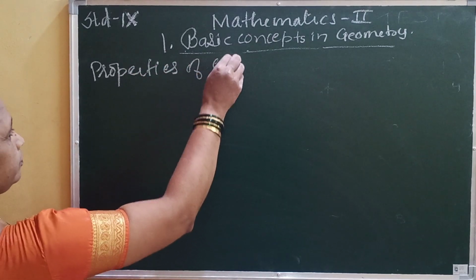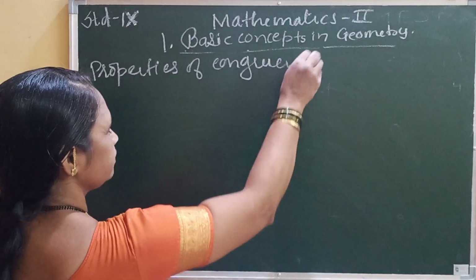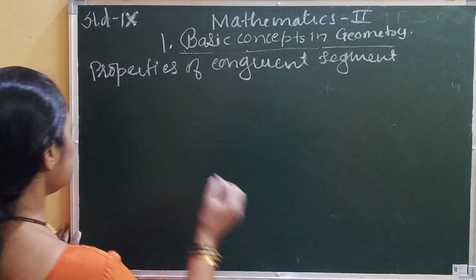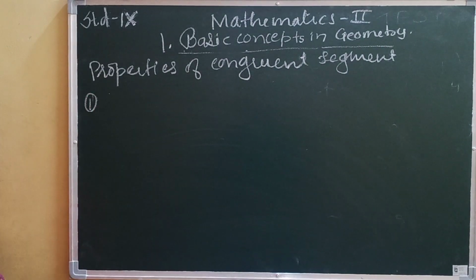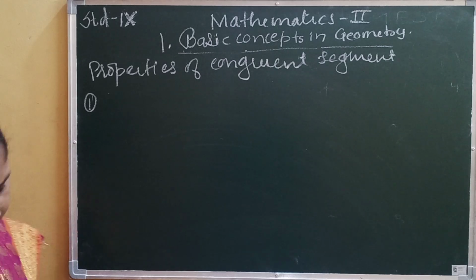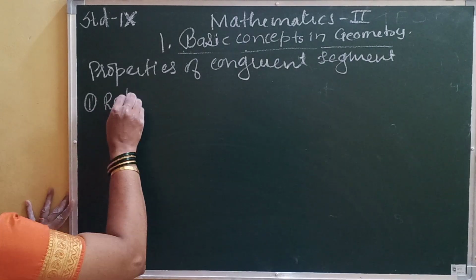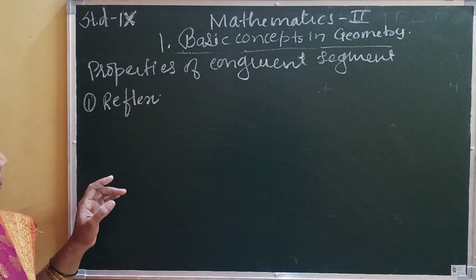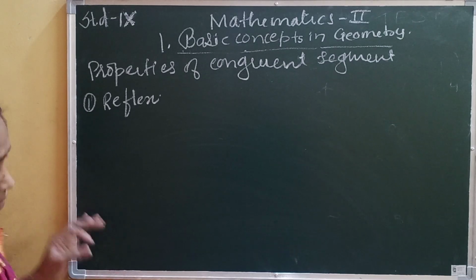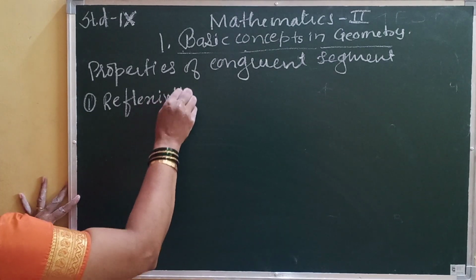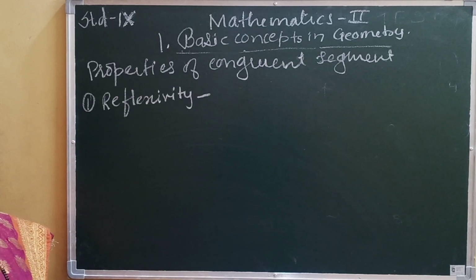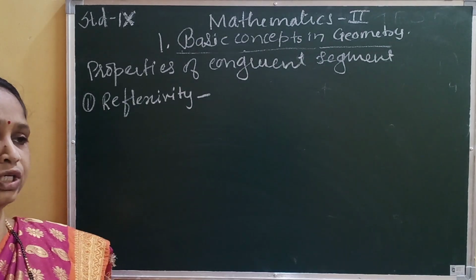Properties of congruent segments. The first congruent property is reflexivity. Now in reflexivity, what does it say? Every segment is congruent to itself.